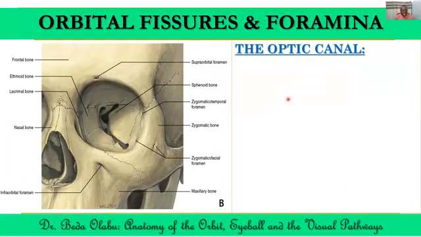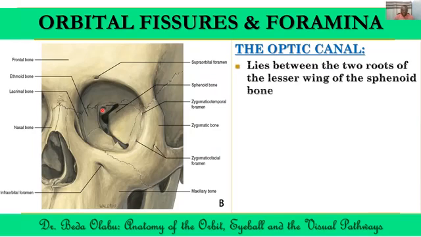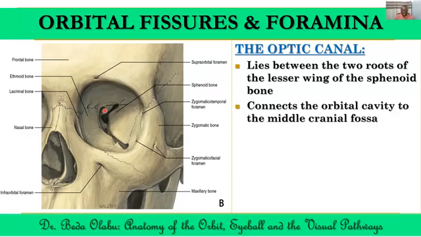We can start with the optic canal, which is this one here. The optic canal lies between the two roots of the lesser wing of the sphenoid bone, and it connects the orbit to the middle cranial fossa. So beyond this, it will take you to the middle cranial fossa. This canal has the following.